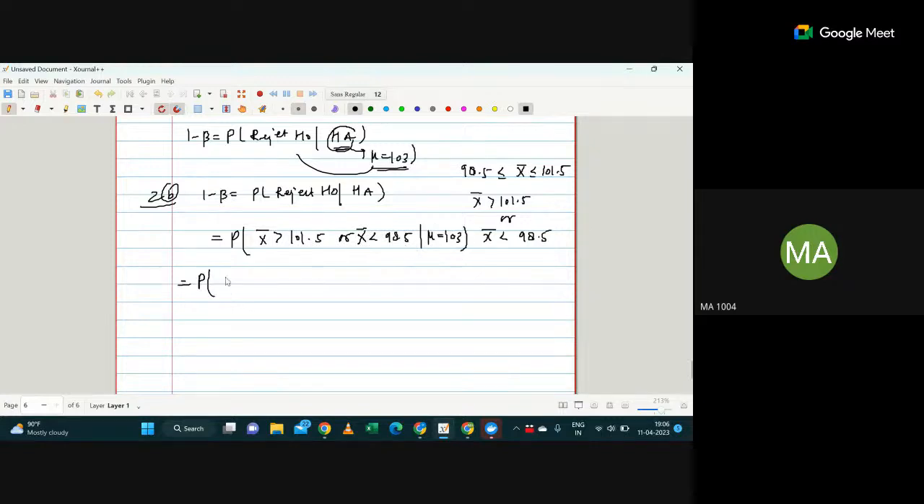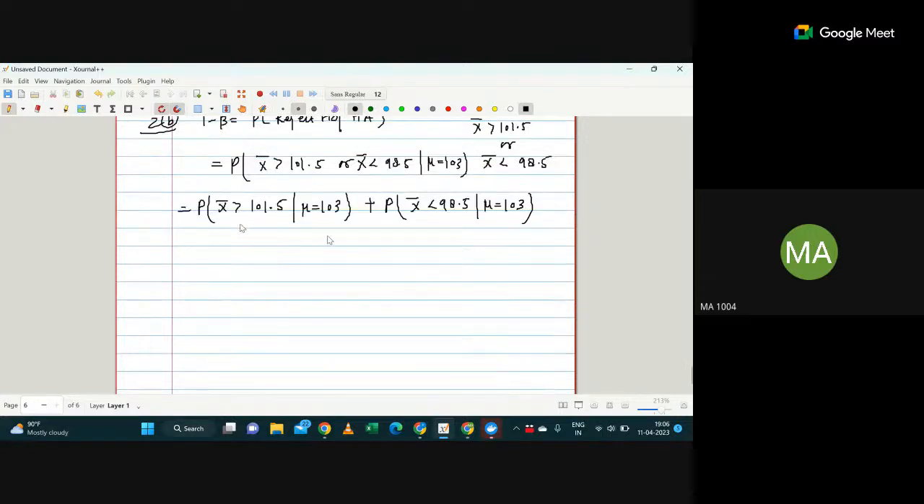So that means probability of X bar greater than 101.5 given that mu is 103, plus probability of X bar less than 98.5 given that mu is equal to 103. So far it is clear? Yeah. Now, what is X bar? X bar will be normal with mean mu and variance 4/9, right? Correct. So probability that (X bar minus mu, which is 103) divided by 2/3 is greater than (101.5 minus 103) divided by 2/3. So far so good for everyone? Yes.